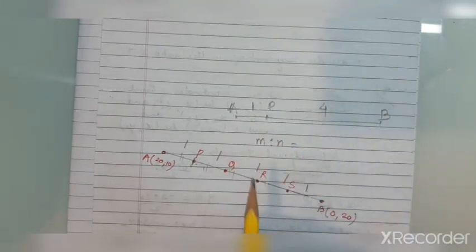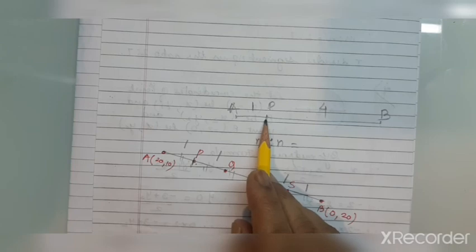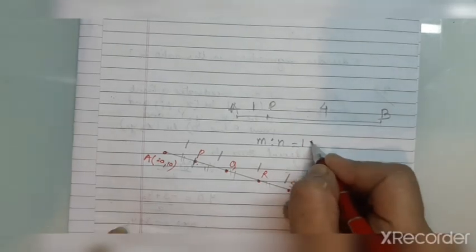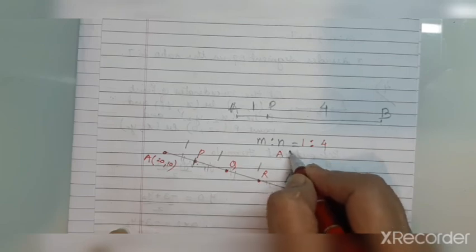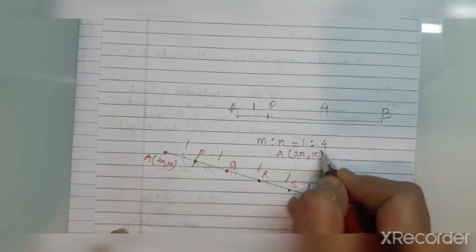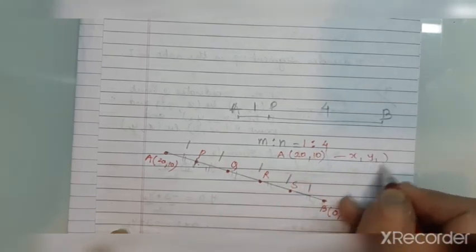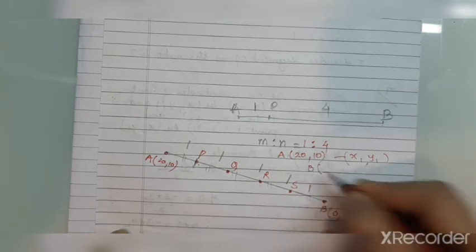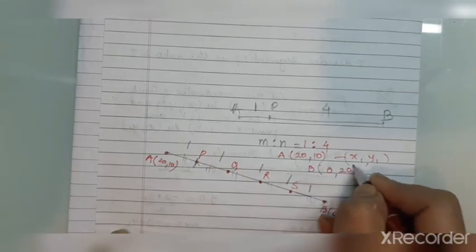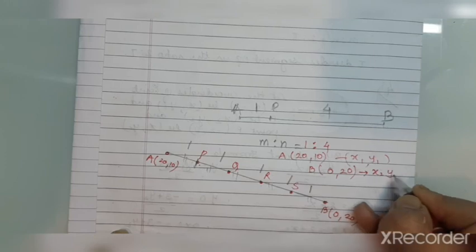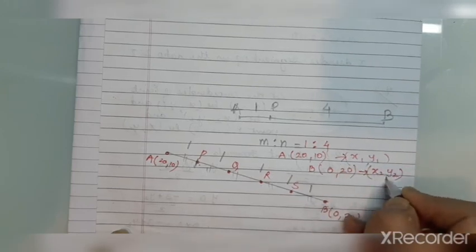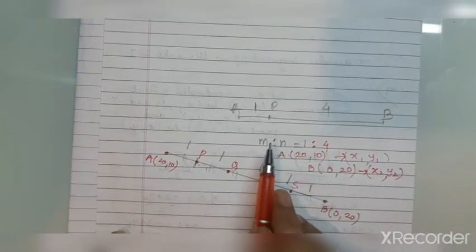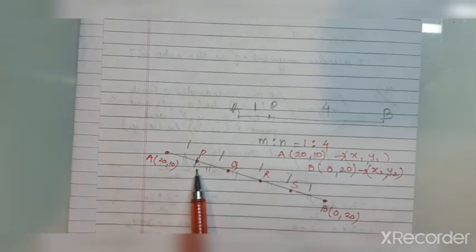So the point P divides the segment AB in the ratio 1:4. And what will be x1, y1? Point A, that is 20 and 10, will be x1, y1. And point B, 20, 0 and 20, will be x2, y2. With this information we can find the coordinates of P.